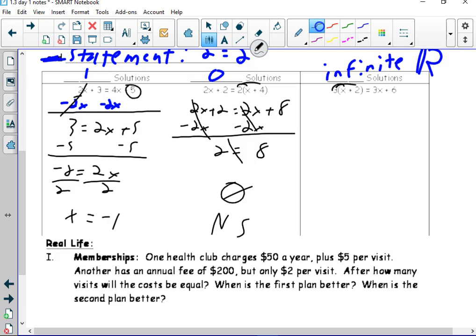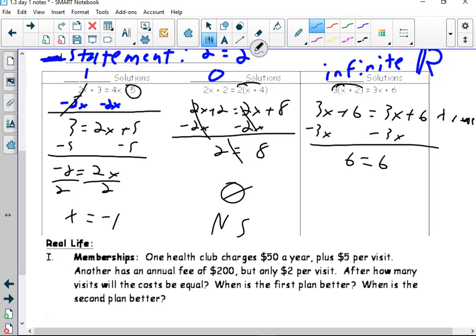The last one, I'm going to distribute 3 and get 3x plus 6 equals 3x plus 6. You can stop right now because the left side is equal to the right side. You already have a true statement. You can stop. But let's say you didn't see that. You're like, okay, I'm going to subtract 3x. 6 equals 6. True statement. All real numbers.